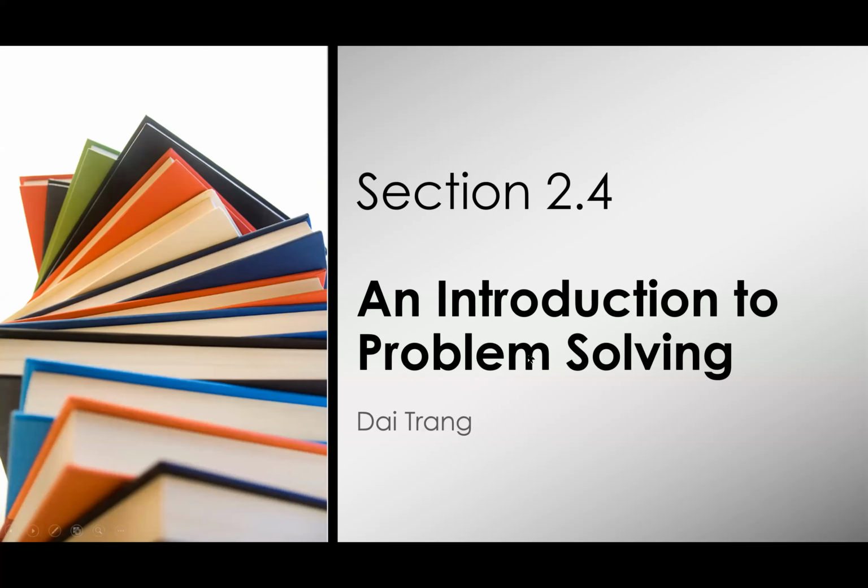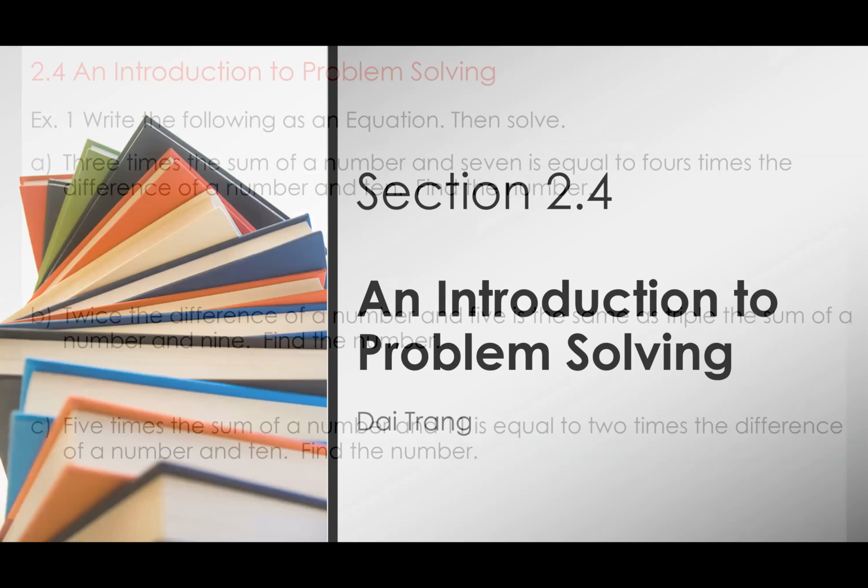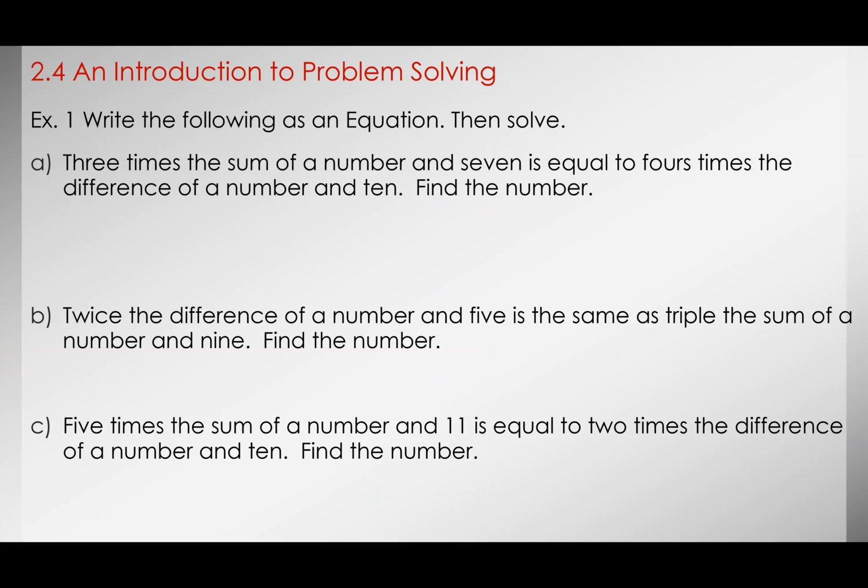2.4, this is probably one of the sections that you guys will dislike a lot. The reason is now we are dealing with problem solving, or in other terms, a word problem. There are two types of word problem that we will take a look at in 2.4. The first type is the word problem where you need to translate.